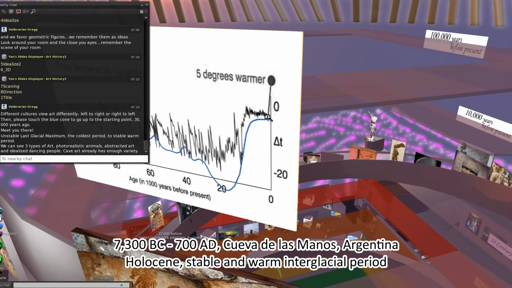The first is a very photorealistic animal image. The middle is what I named idealized dancing people. And the last is an abstract design. So we can see 3 types of art. Cave art already has enough variety.